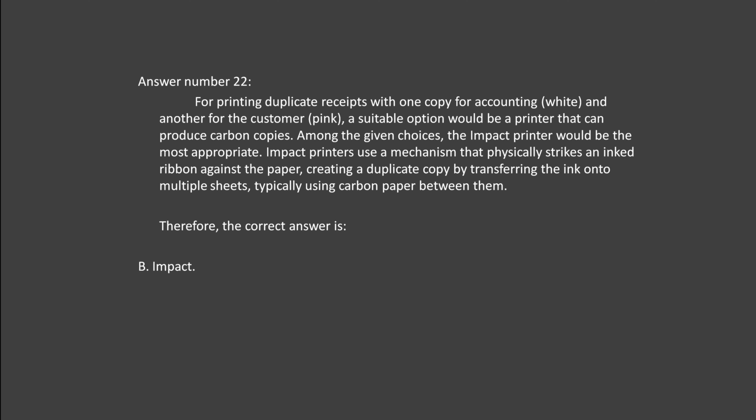Answer number 22. For printing duplicate receipts with one copy for accounting, white, and another for the customer, pink, a suitable option would be a printer that can produce carbon copies. Among the given choices, the impact printer would be the most appropriate. Impact printers use a mechanism that physically strikes an inked ribbon against the paper, creating a duplicate copy by transferring the ink onto multiple sheets, typically using carbon paper between them. Therefore, the correct answer is option B, impact.